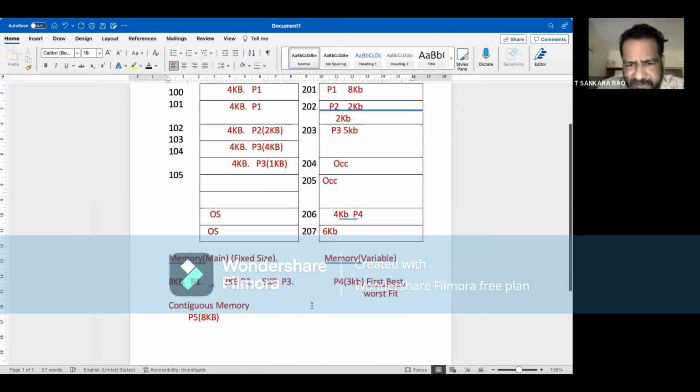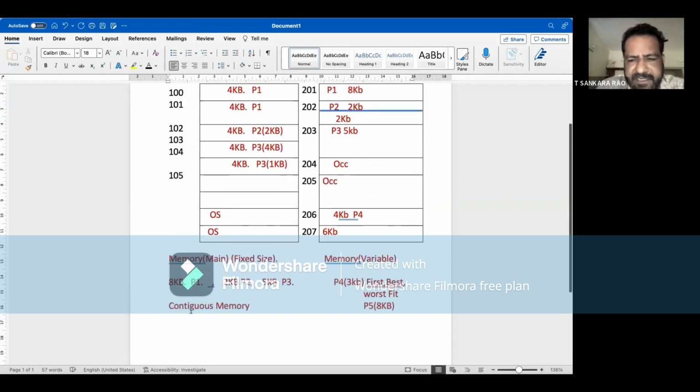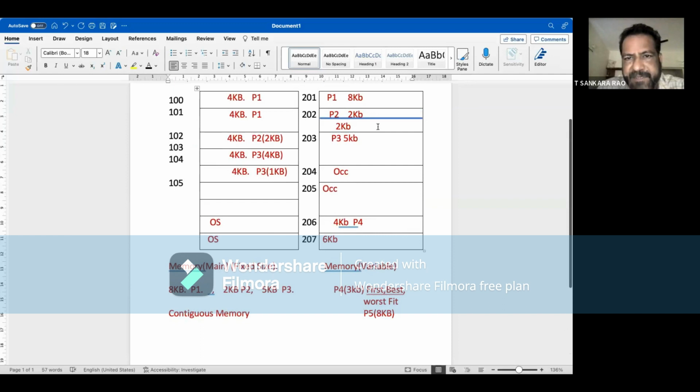So where is this P5? In this scenario, can I place 8 KB? Is it continuously placed? The 2 KB is at 202 and the 6 KB is at 207. Can I place it or can't I? I cannot place it. In contiguous memory allocation, can I place it or not? Continuous memory allocation means the entire process should be at the same continuous locations.